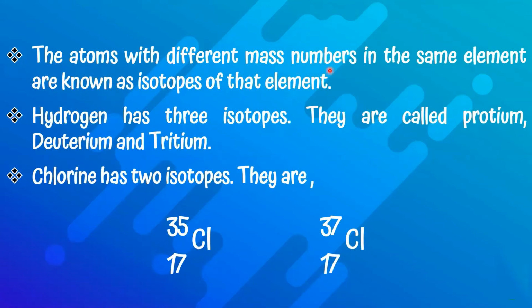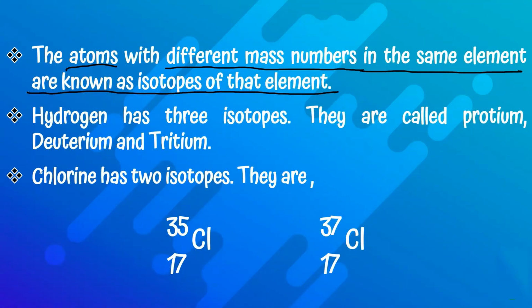The atoms with different mass numbers in the same element are known as isotopes of that element. Hydrogen has 3 isotopes and they are protium, deuterium and tritium.